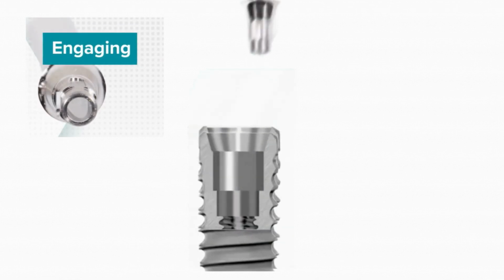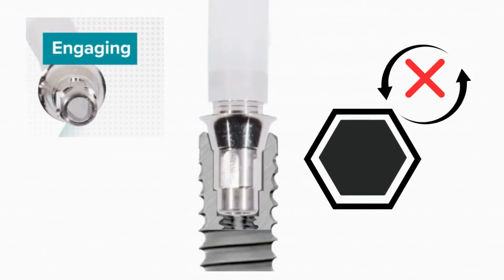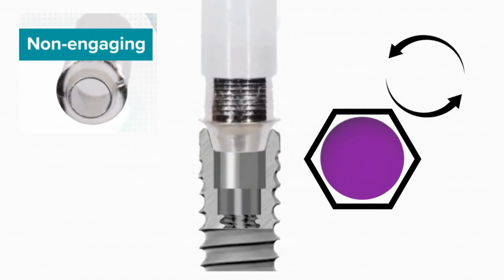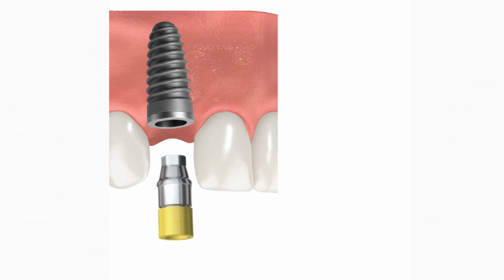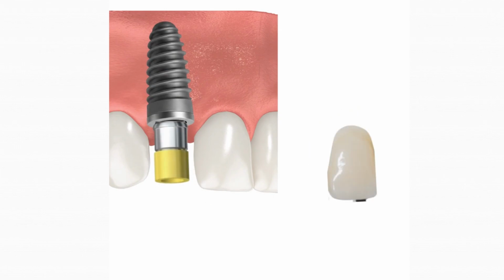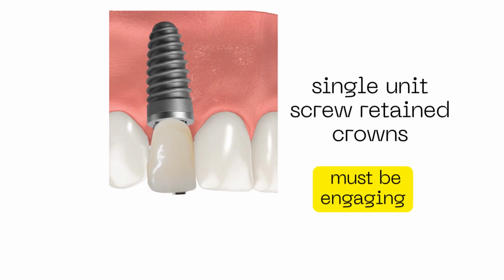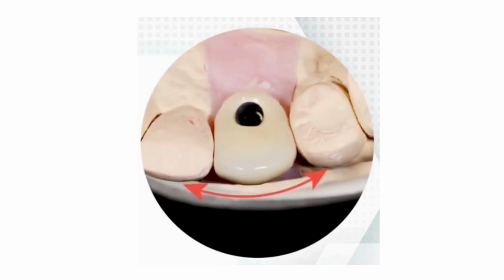So when we talk about engaging abutments, we're referring to those that are designed to lock into the anti-rotational shape of the interface. Non-engaging abutments have a design that does not interact with those anti-rotational features. An engaging abutment locks directly into that anti-rotational geometry. Think of it almost like a key fitting into a lock. This is most important for single-unit screw-retained crowns. If the abutment didn't engage the implant connection, the entire crown could rotate around the implant. The anti-rotational feature keeps the crown locked in the correct orientation.